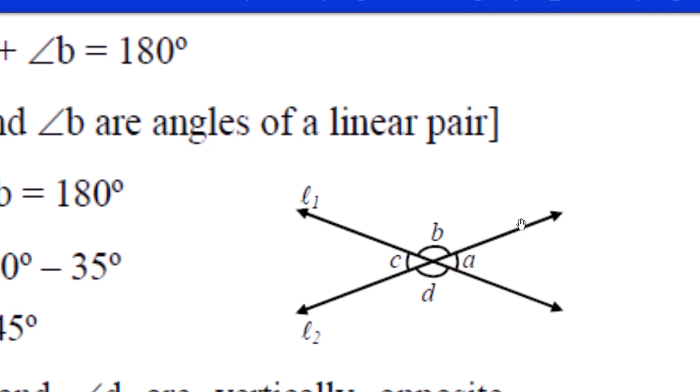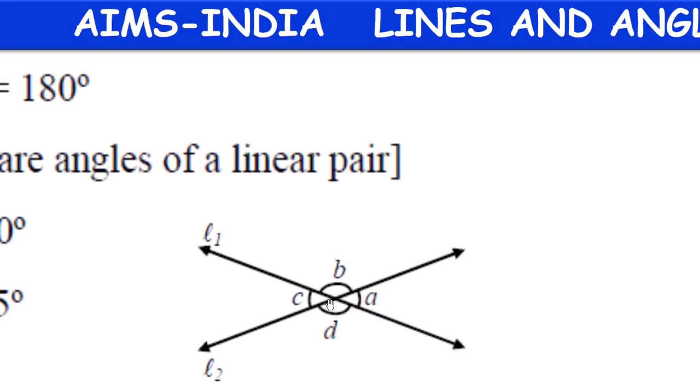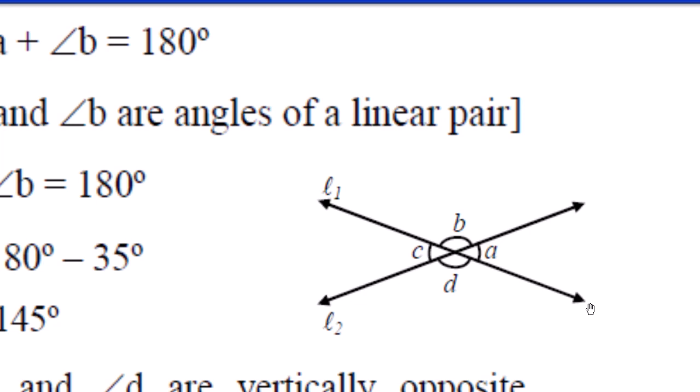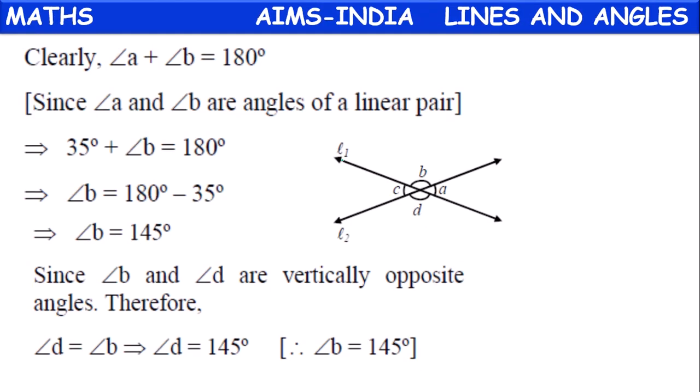L1, L2 is the line, or L1 is the line, and this is the ray. This is the ray here. So, ray opposite that side, ray opposite this side. These angles will form a linear pair whose sum equals 180 degrees.